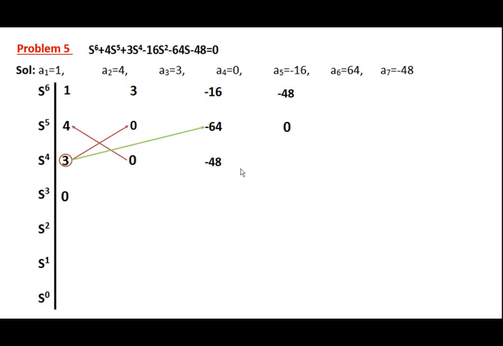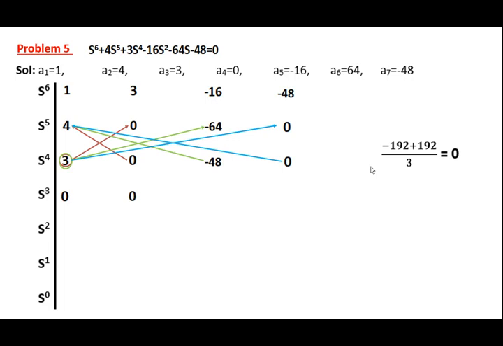Next, 3 into minus 64 minus of minus 48 into 4, divided by 3. That gives minus 192. 64 into 3 is minus 192 and minus 48 into 4 is minus 192. So minus of minus is plus. So that gives 0. And next, 3 into 0 minus 0 into 4, that is also 0 divided by 3. So that gives 0.